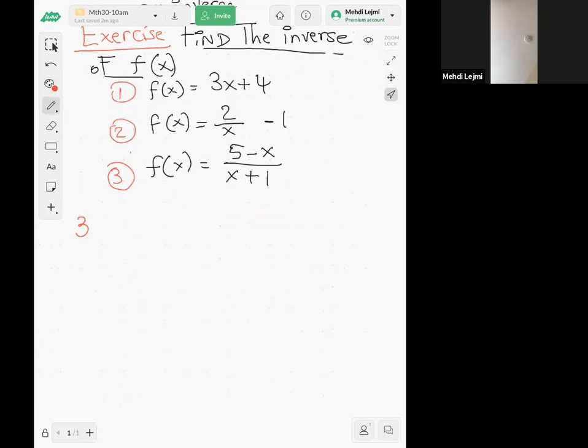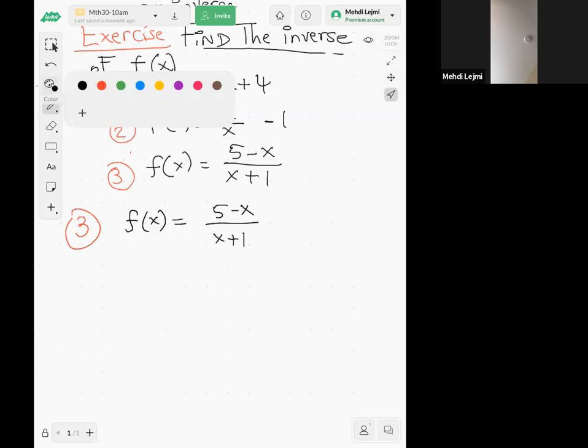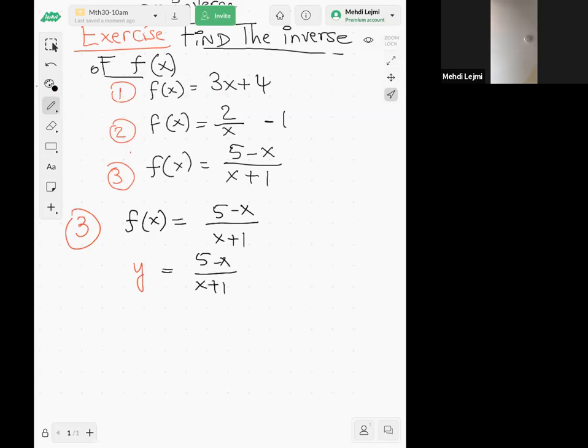Here's number 3. Okay, so my f of x is 5 minus x over x plus 1. First step, I replace f of x by y. So here's my y equal to 5 minus x over x plus 1. Now we are to interchange x and y. So y becomes x, and x becomes y, right? So here's x equals 5 minus y over y plus 1, right? This is plus 1 here.